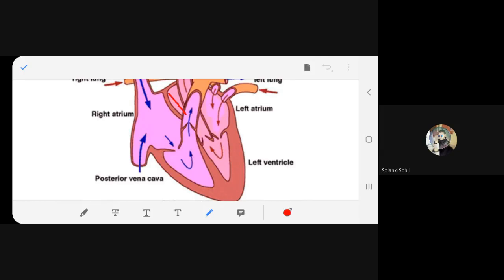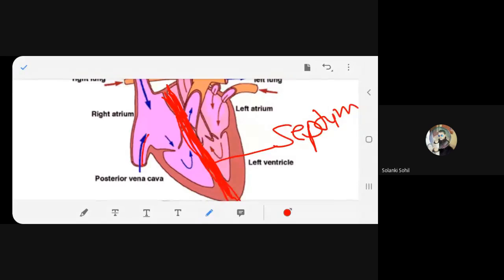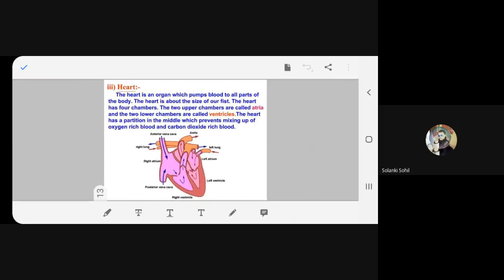Now here you can see this is the wall. Can you see this wall in between? This is called the septum. What it is doing? It is separating the blue color, that is carbon dioxide rich blood, and the oxygen rich blood. It has made two compartments. It is not allowing the mixing of the carbon dioxide rich blood and the oxygen rich blood. Understood? Next.